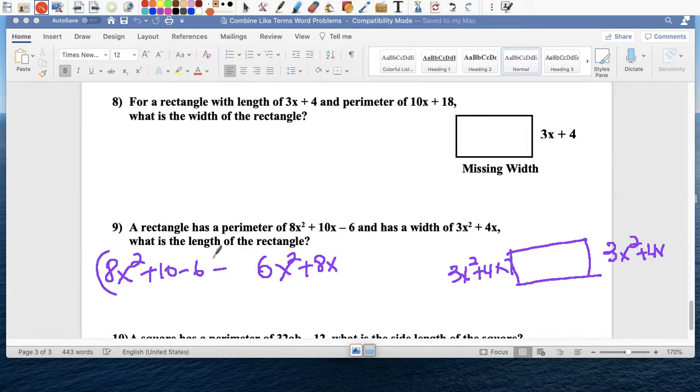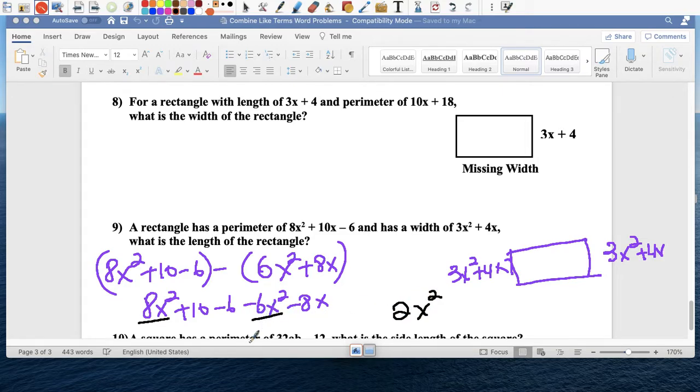Here's my expression, minus the sum of the two widths here. Whatever is left over is the sum of the two lengths. So 8x squared plus 10x minus 6 minus 6x squared minus 8x. I can now combine like terms. 8x squared minus 6x squared is 2x squared. And 10x minus 8x is 2x, so it's positive 2x, and then finally minus 6.